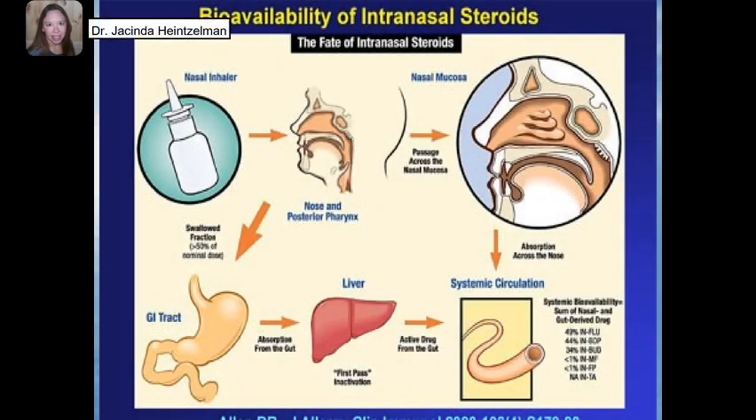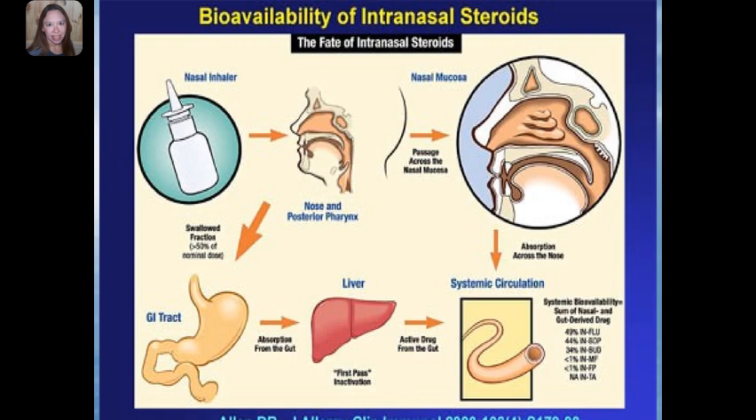This is a nice picture that just goes over the bioavailability of the intranasal steroids that we will see being used for allergic rhinitis. And remember, these are the glucocorticoids. You can see on the picture, remember, they're going to be given intranasal, so they're going to be going right up through that nasal cavity into the upper respiratory system, and that's where the signs and symptoms are.